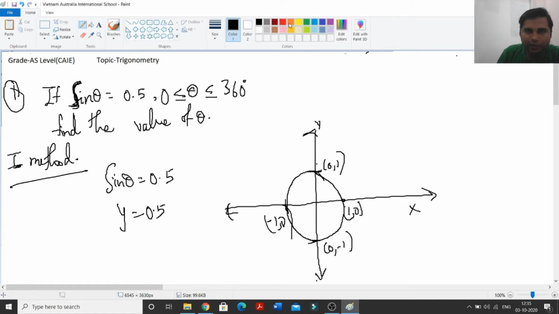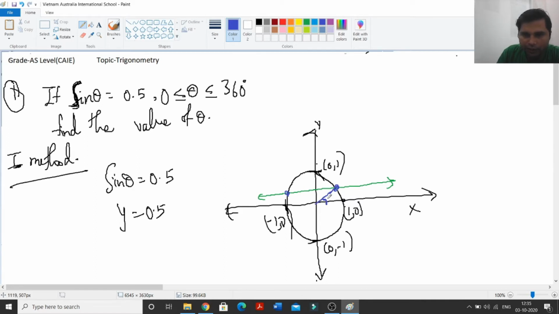Now with respect to this question, we know y is equal to sine theta. That's why we wrote y is equal to 0.5. So how will you draw the line y is equal to 0.5? It is parallel to the x-axis, right? So let's draw the line. It is intersecting the unit circle at 2 points. This is the point and this is the point. You join them with the origin. So this is your answer.